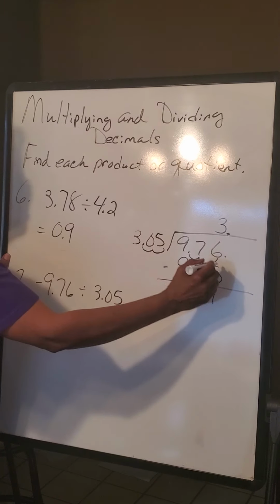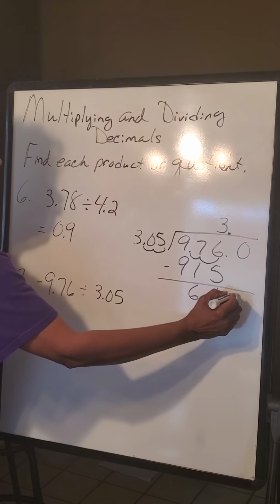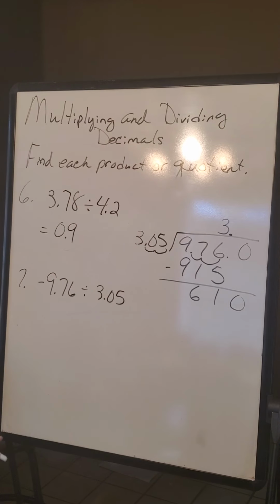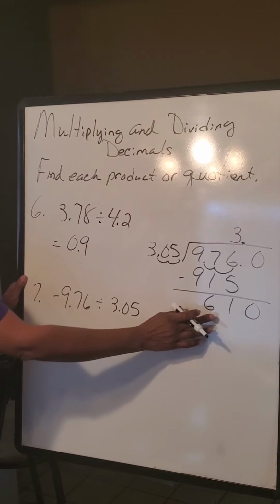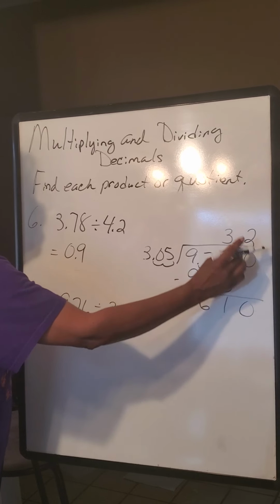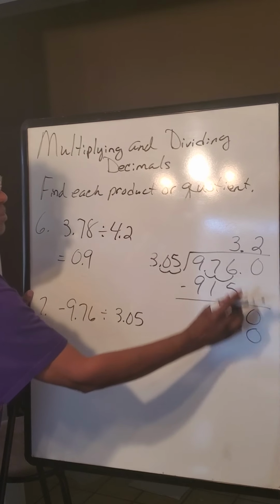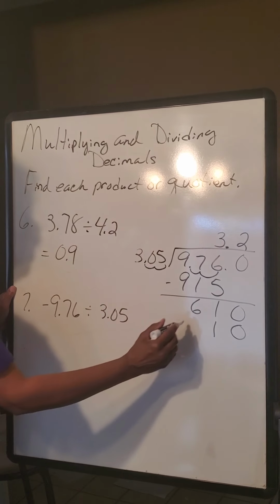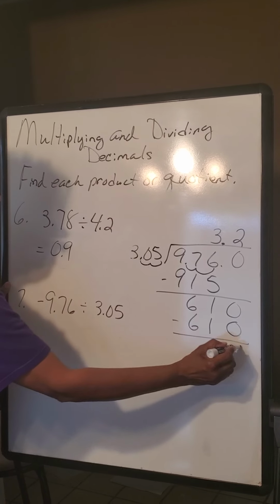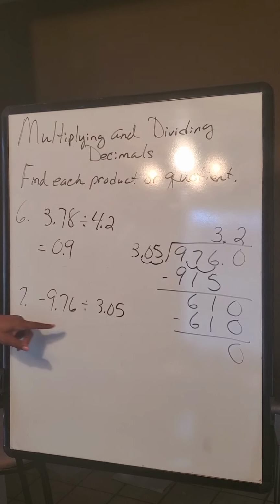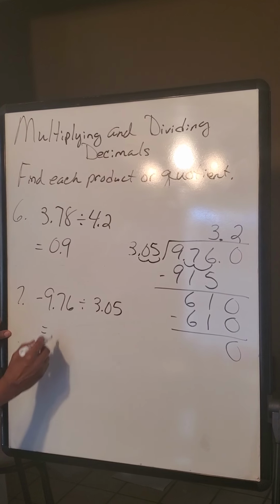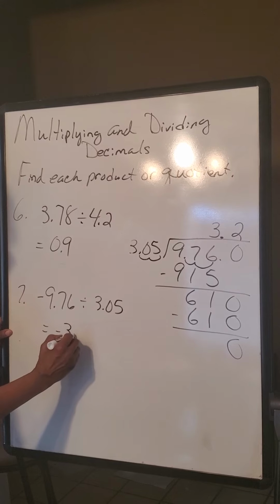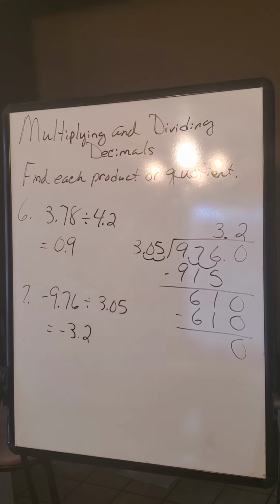Now I'm going to add a 0. Bring the 0 down. Now let's see how many times 305 will go into 310. That would be a 2. 2 times 5 is 10. 2 times 0 is 0 plus 1 is 1. 2 times 3 gives us 6. Subtract, I get a 0. I had a negative divided by a positive, so the quotient is a negative 3 2/10.